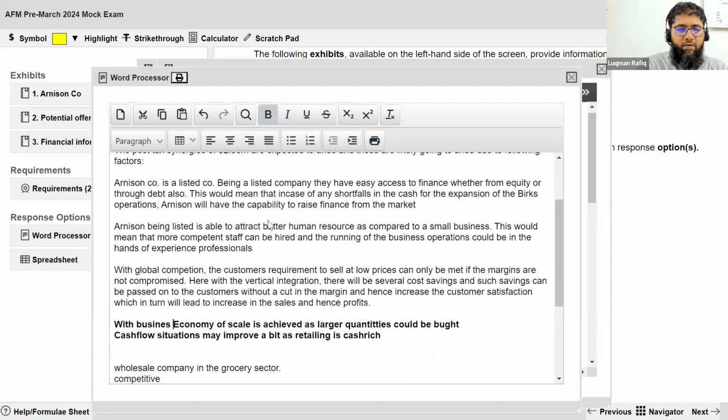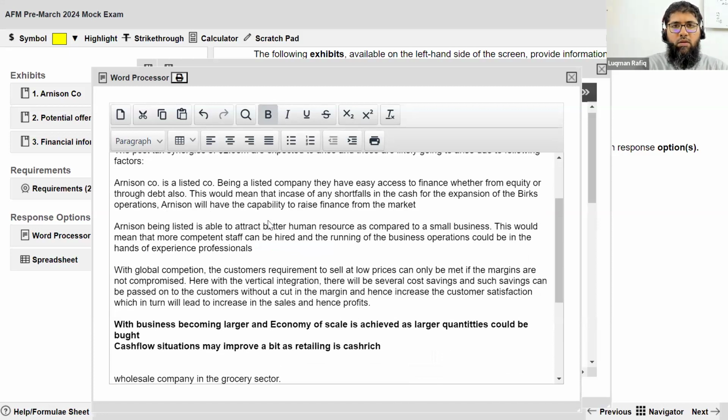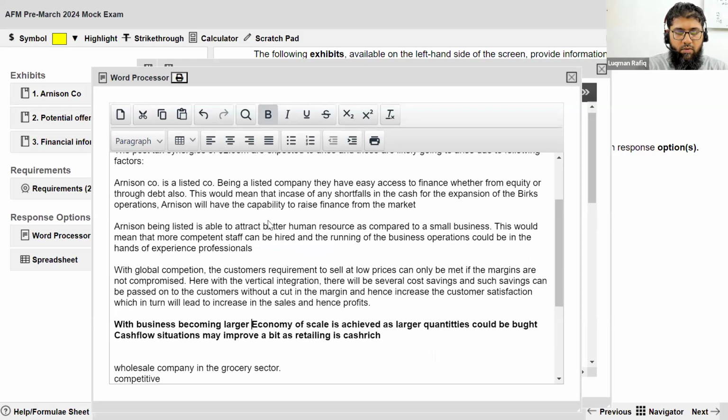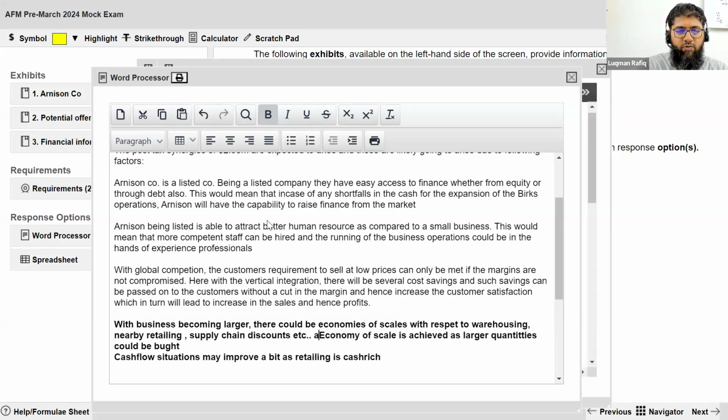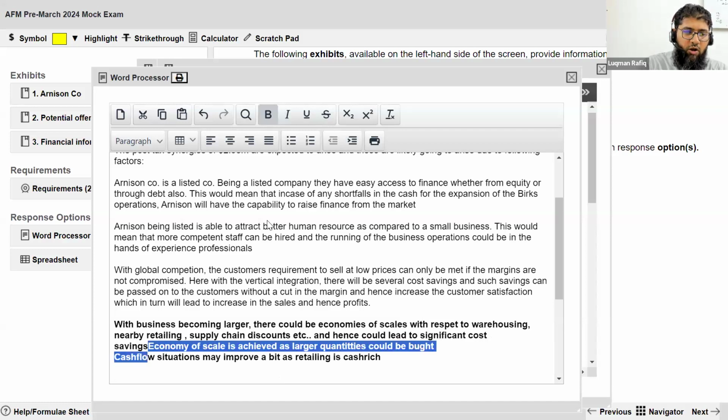With the business becoming larger, there could be economies of scale with respect to warehousing, nearby retailing, supply chain discounts, etc., and hence could lead to significant cost savings. So you see, all of these things could arise.